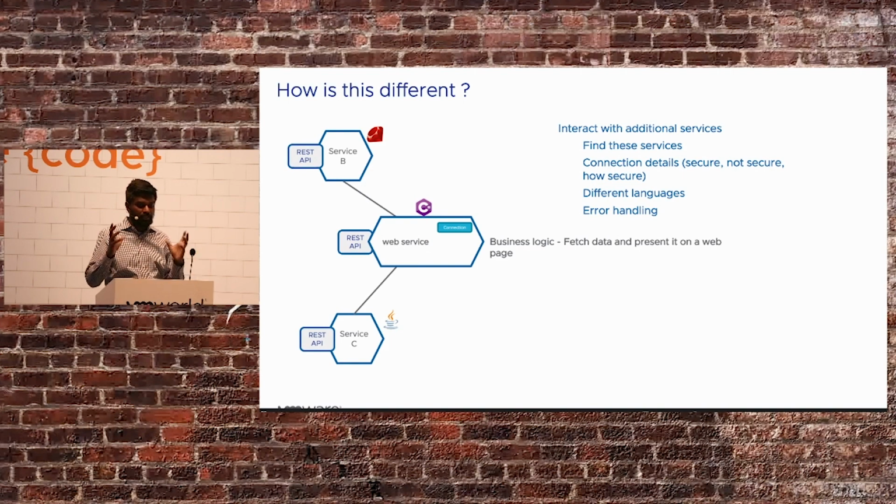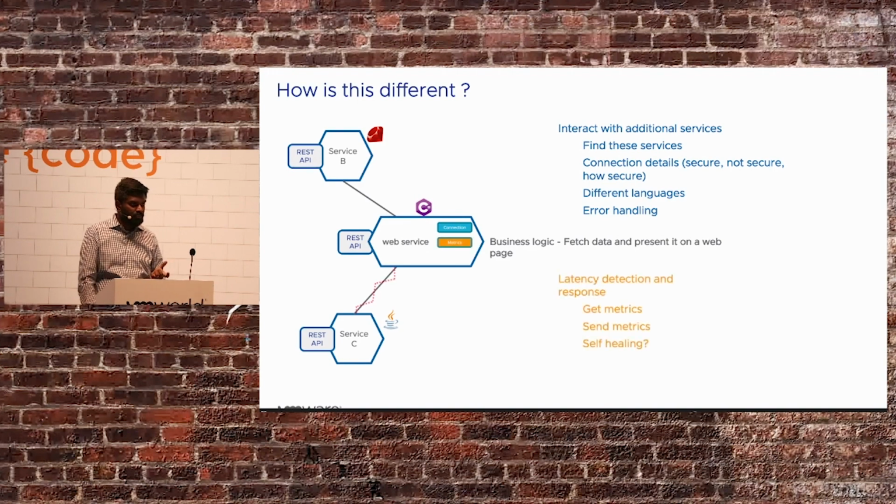Now, all of these things, we need to come up with a way to define how the web service actually goes and pulls data from my service B and service C and so on and so forth. And all I need to define is, hey, how do I find these services? Connection details, meaning do I use secure communication patterns or not? And these are different languages, end of the day, right? So how do I now build all these things together?